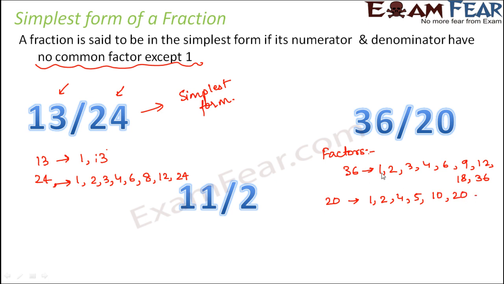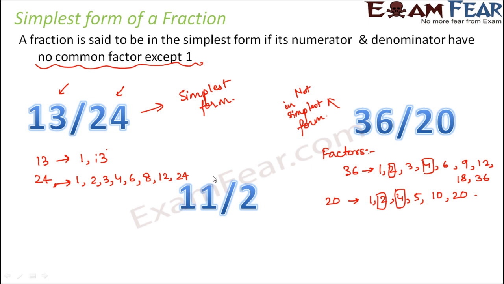Now, do you see common factors between them? 1 is a common factor. 2 is also a common factor. 4 is also a common factor. That's it. So, other than 1, we have 2 other common factors, that is 2 and 4. That means this fraction is not in its simplest form.